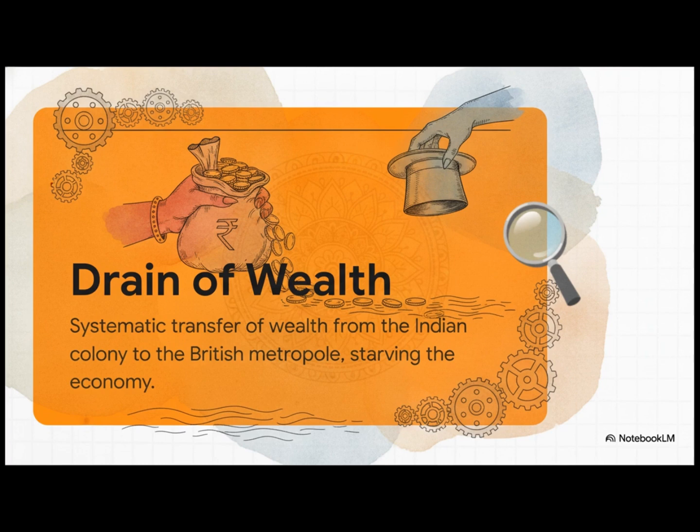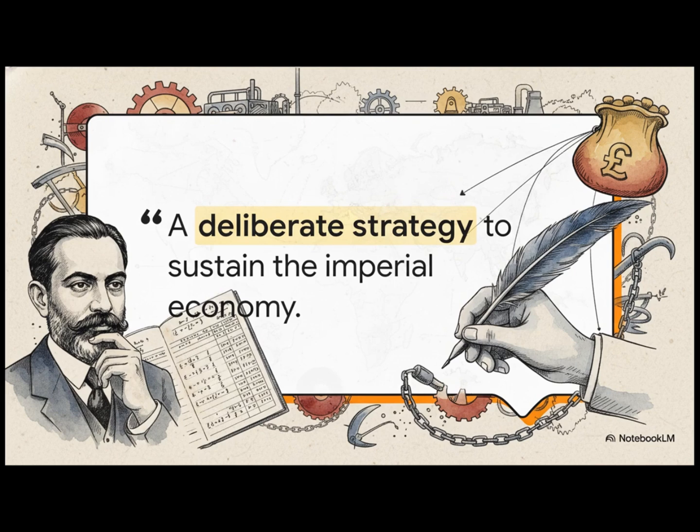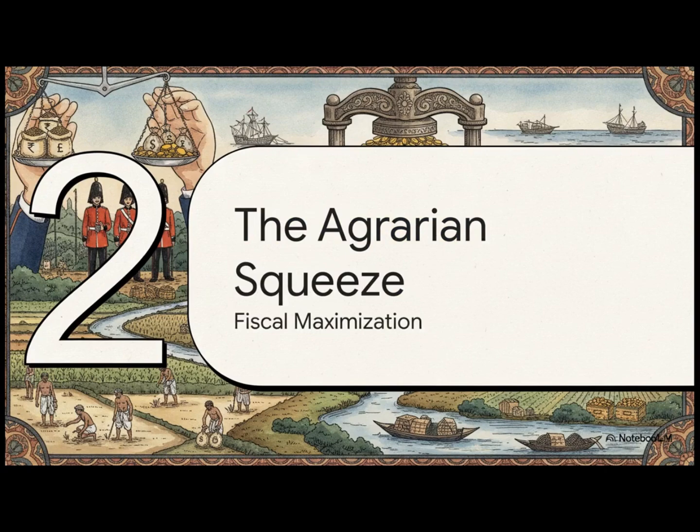enrich the empire. And this brilliantly illustrates exactly what we're talking about. Scholar Dadabhai Naoroji, in his pioneering 1901 analysis, quantified this massive drain. He proved it was a calculated strategy to sustain the British economy, leaving India impoverished in its wake. It wasn't just a mistake in the ledger, it was the entire blueprint. Moving on to part two, the agrarian squeeze, fiscal maximization.